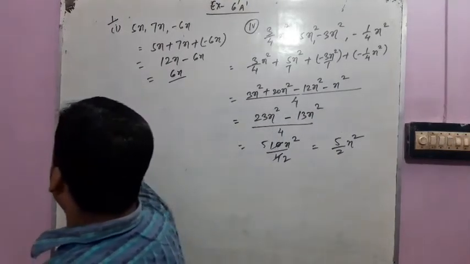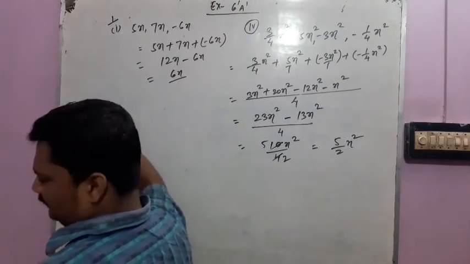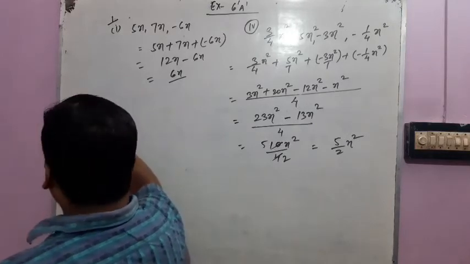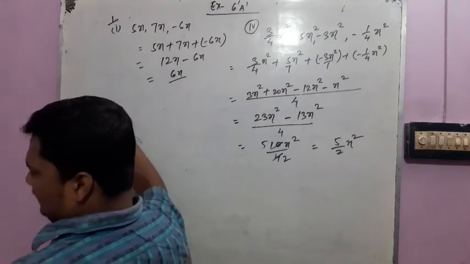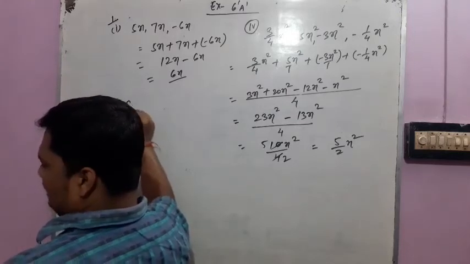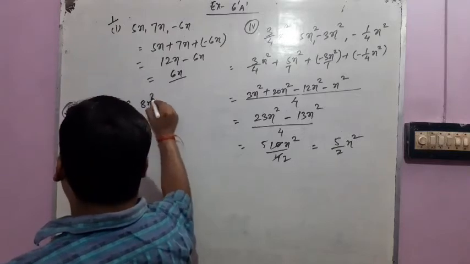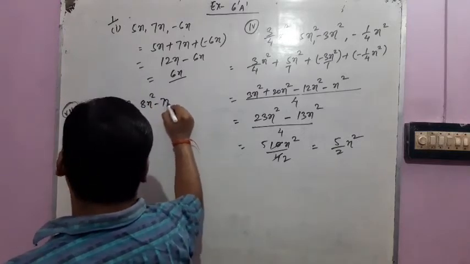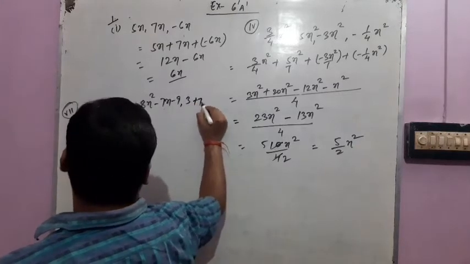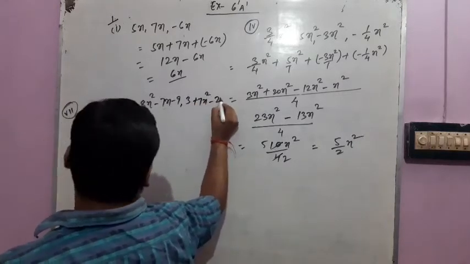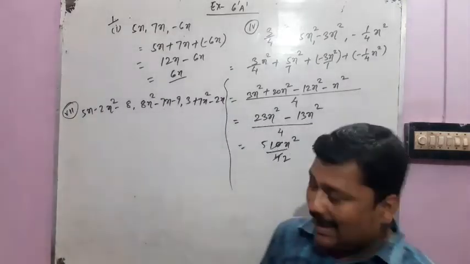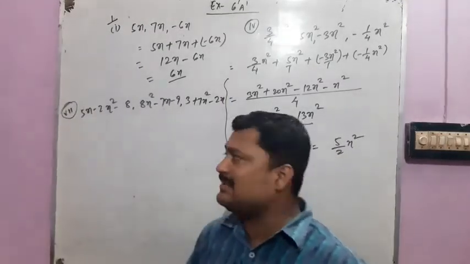In question number 7 it is given that 5x minus 2x square minus 8, x square minus 7x minus 9, 3 plus 7x square minus 2x. Okay, that we have to add, students. So adding this type of expression is very simple.